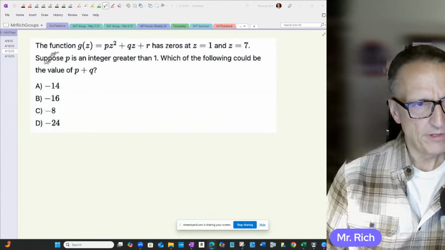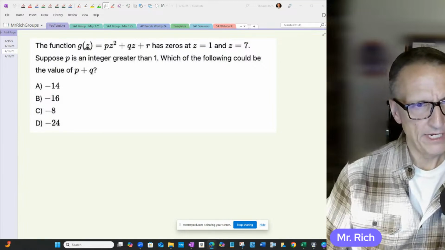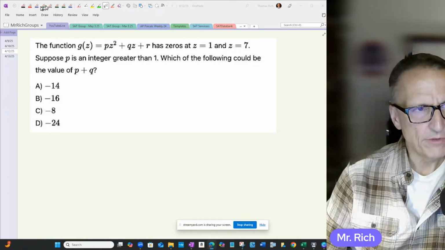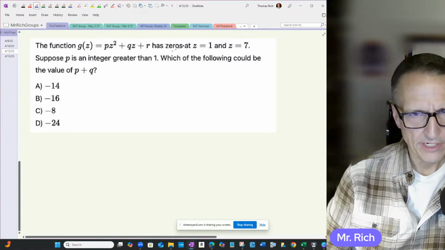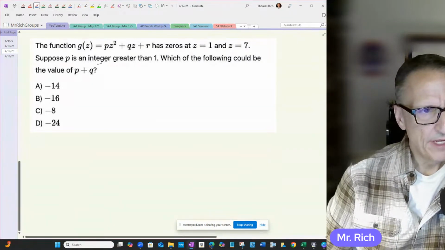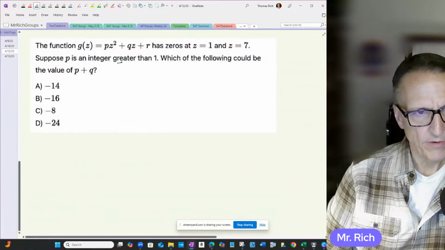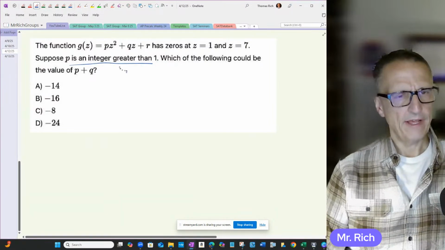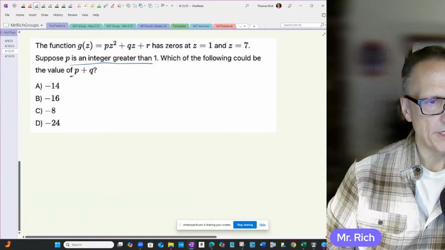This question says here that the function g of z is pz squared plus qz plus r, and it has zeros at z equals 1 and z equals 7. Suppose p is an integer greater than 1. Which of the following could be the value of p plus q?